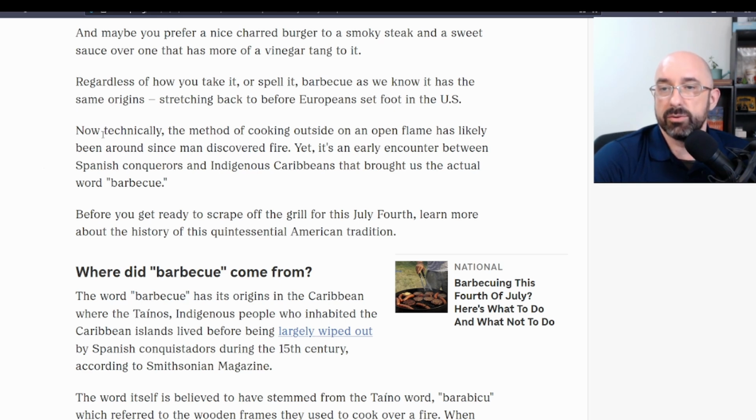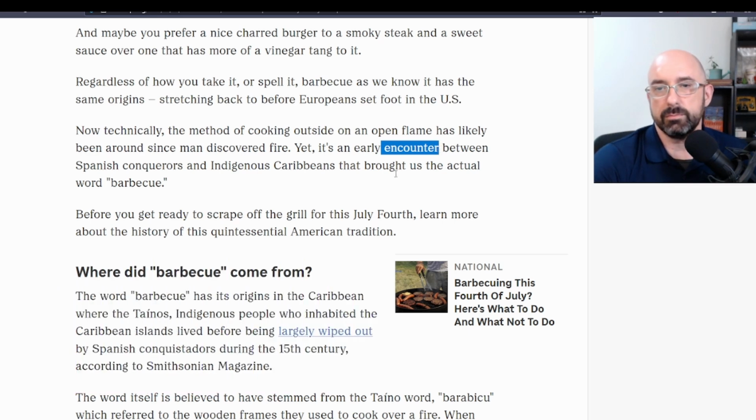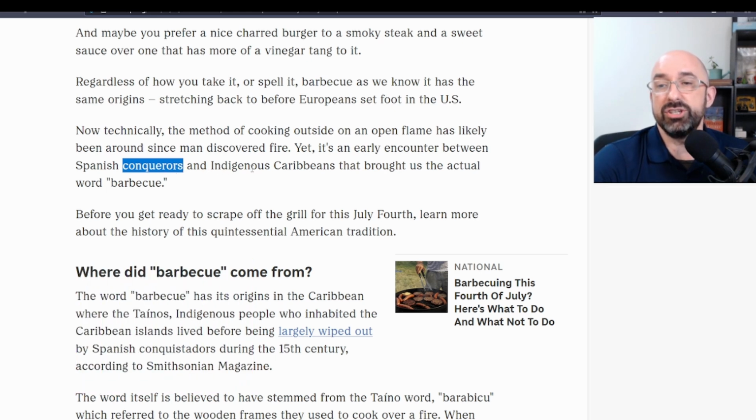So let's take a look at this. The method of cooking outside, they're saying this isn't unusual, has likely been around since man discovered fire. They're making an allusion to the caveman who first discovers fire. He probably cooked some food on that fire, so this isn't unusual. But they are saying our modern idea of barbecue likely started with an early encounter, a meeting between two peoples, between Spanish conquerors. Conquerors are people who come over to take the land, right? So the Spanish came over to take the land for Spain.